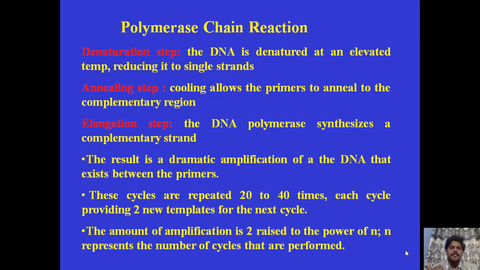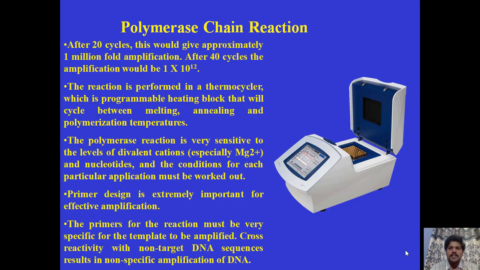These cycles are repeated 20 to 40 times, each cycle providing two new templates for the next cycle. The amount of amplification is 2 raised to the power of n, with n representing the number of cycles performed. This is a picture of a polymerase chain reaction thermocycler. After 20 cycles, this would give approximately 1 million fold amplification. After 40 cycles, the amplification would be somewhere around 1 × 10^12.